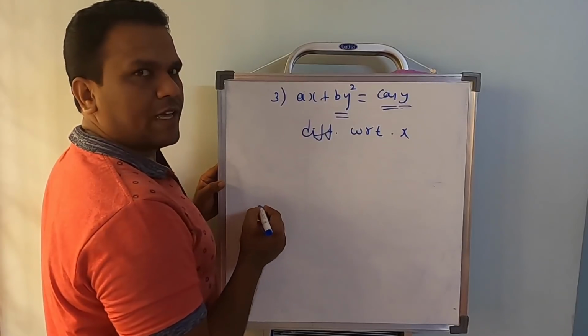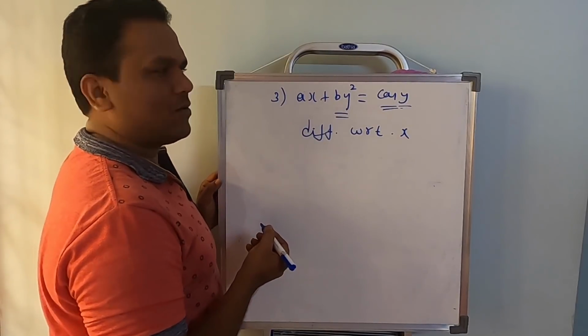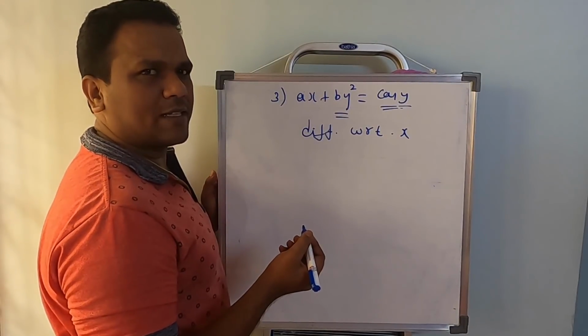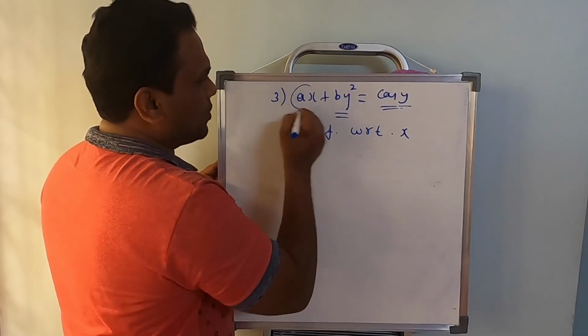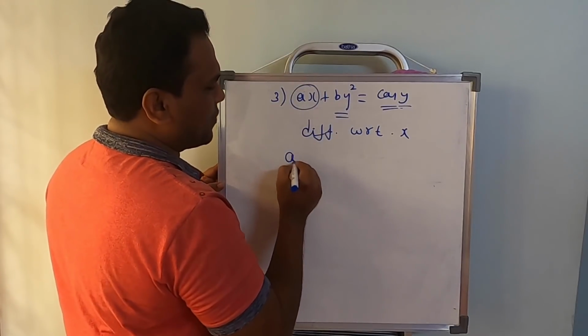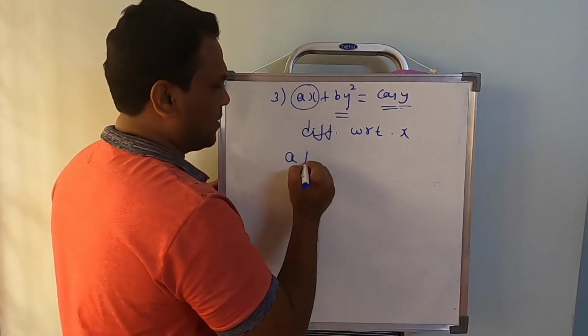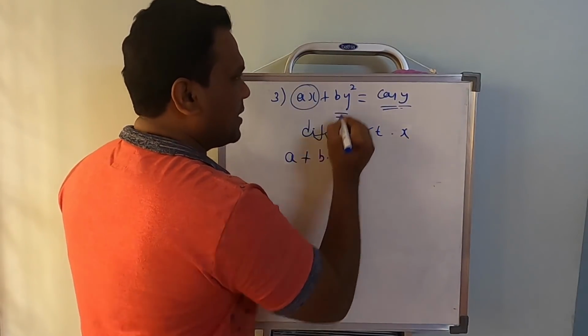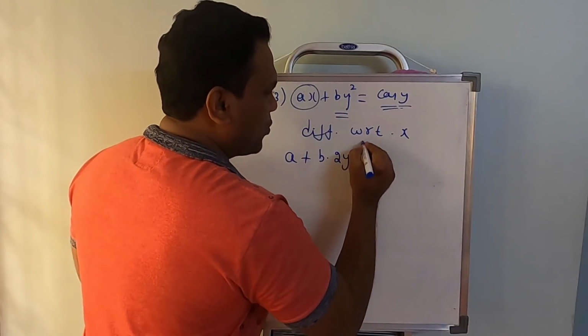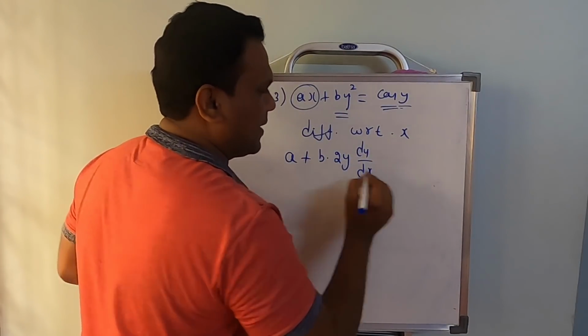So differentiation of ax, let's write directly now. Okay, we are used to write the steps all this place. Okay, so differentiation of ax, differentiation of ax will be a is a constant, differentiation of x will be 1, plus b is a constant, differentiation of y square 2y into dy by dx.